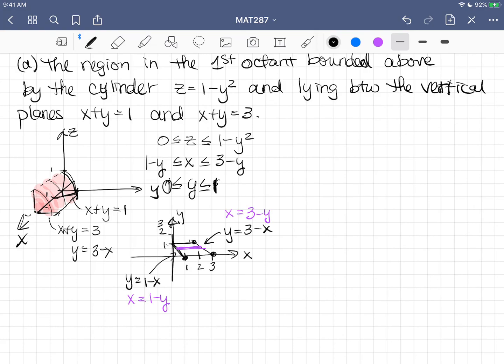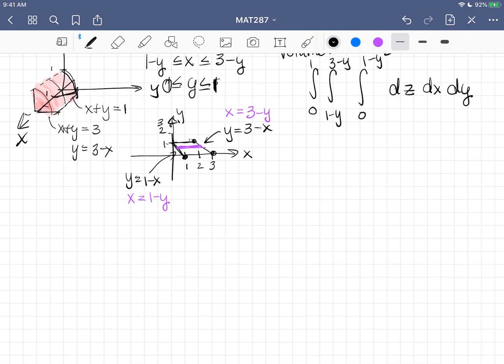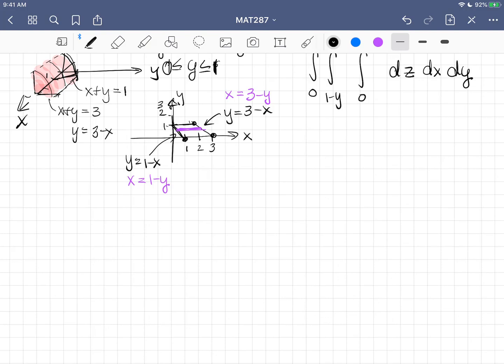Okay, and thank goodness we're only asked to set this up. Okay, so what is the volume? It's the triple integral from 0 to 1 of the integral from 1 minus y to 3 minus y of the integral from 0 to 1 minus y squared. And what is my order of integration? I want dz, dx, dy. And there we have it. All right, I'm going to pause here and maybe we'll come back and do some more examples.